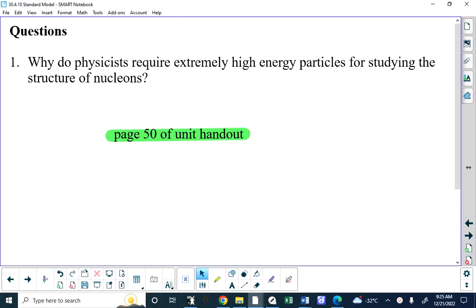Yesterday's lesson was just a very basic introduction to this final collection of material that we're learning about modern physics, or the standard model of matter, which we're going to get into today. We started off by talking about the fact that if you want to break matter apart at the nuclear level, it's going to require high energy, so you need to use particle accelerators.